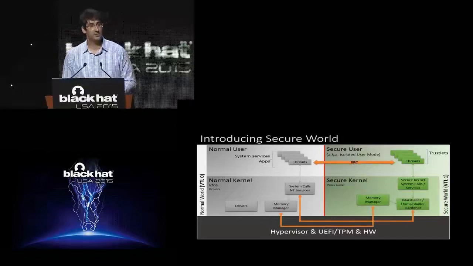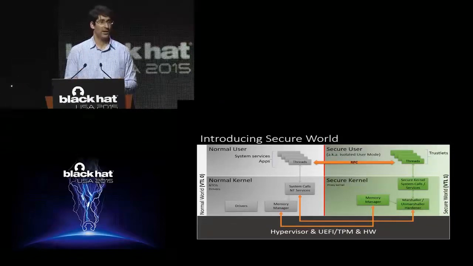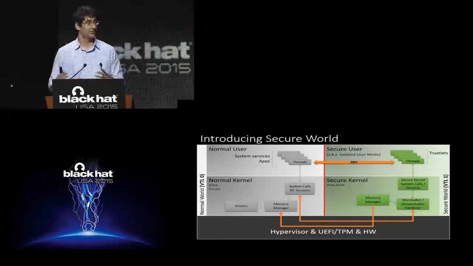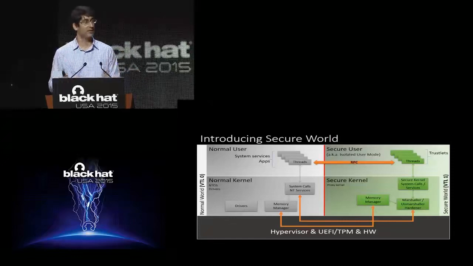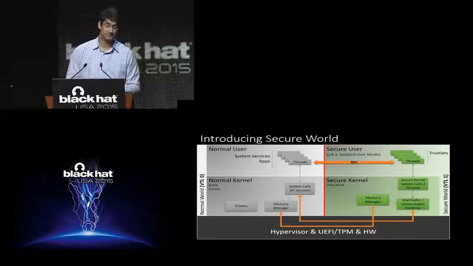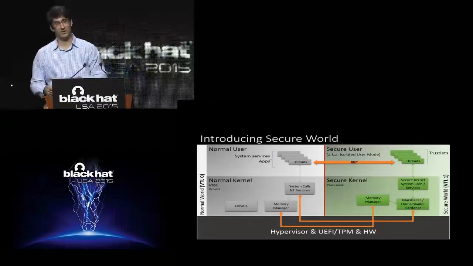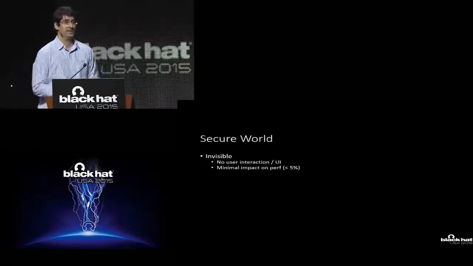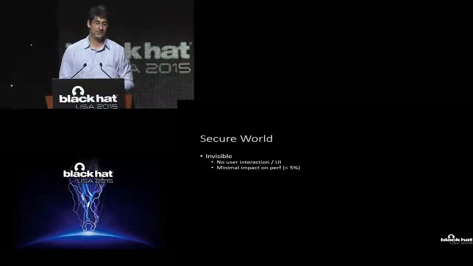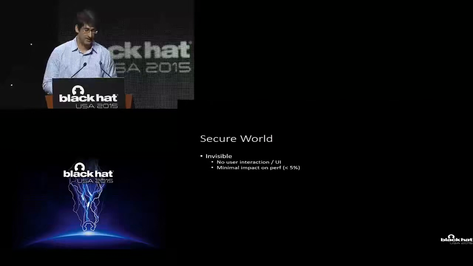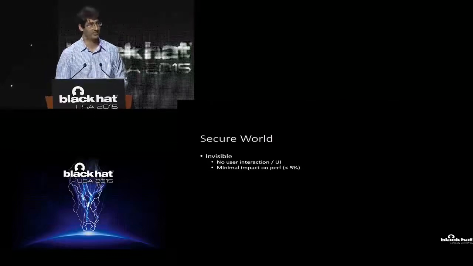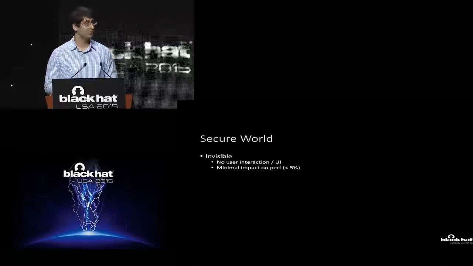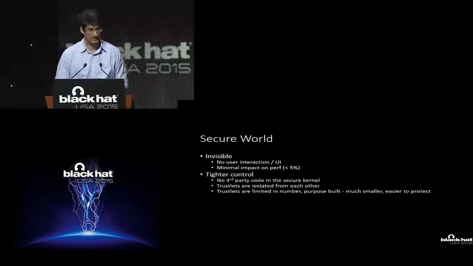Secure kernel, in turn, relies on the normal kernel. I will explain the interaction in the next slide, but we are trying to reuse a lot of code to make the secure user and secure kernel as small as possible. In the user world, normal world can talk to secure user using RPC. Secure world is invisible. It is not a new application that you will see. There is no UI, no user interaction. It has minimal impact on performance. We are expecting, in fact, less than 2% of hit in most cases.